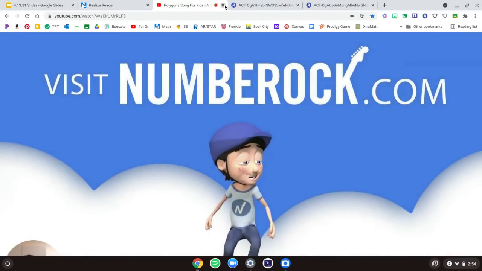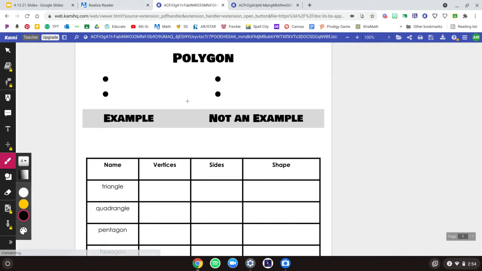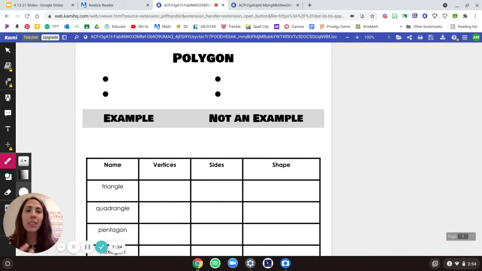Visit numberrock.com for good reminders on different parts of polygons. All right, so now let's get this worksheet out. We're going to fill this in together.